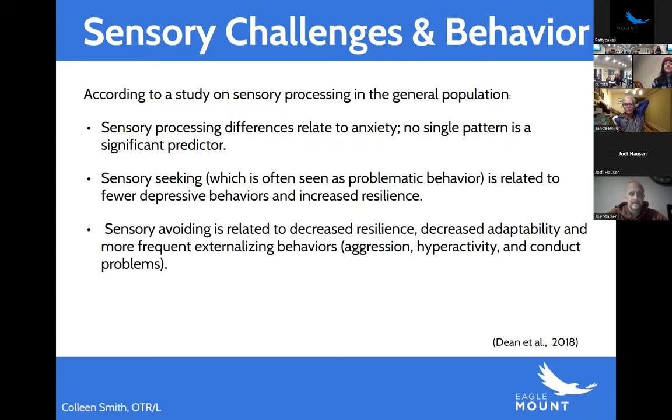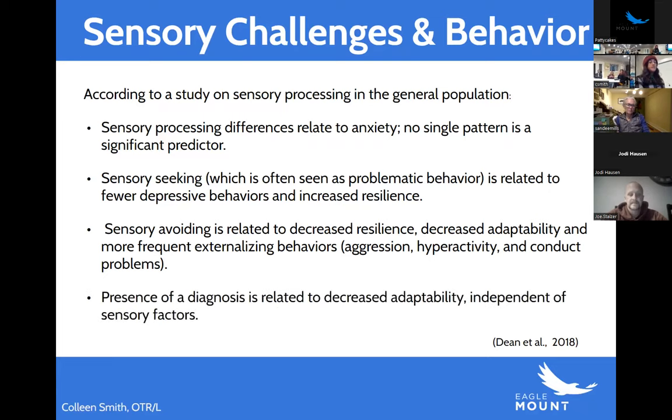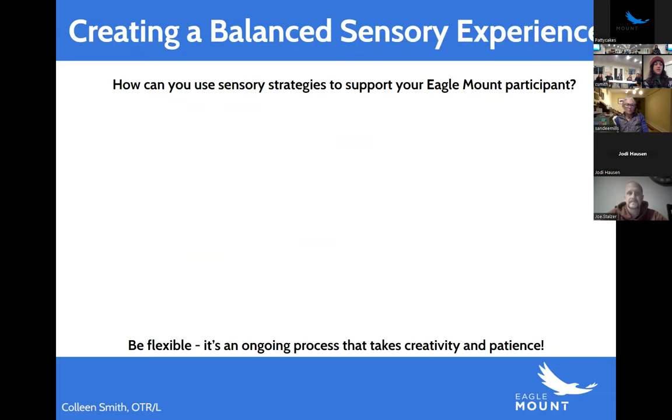Sensory avoiding is related to decreased resilience, decreased adaptability, and more frequent aggression and hyperactivity behaviors. The point there is that someone who is sensory avoiding, refusing things, running away, is probably always going to need more scaffolding from you to be successful. And the presence of a diagnosis, in this study ADHD and anxiety, is related to decreased adaptability independent of the sensory factors. So just knowing that our students might not be as adaptable, and helping them adapt with some strategies that we'll go over.